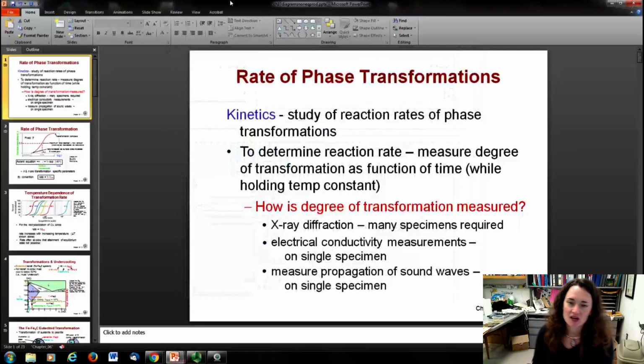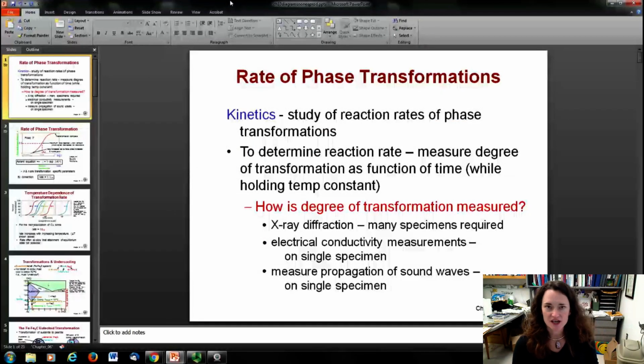Hey there. So to continue our study of phase transformations, I want to talk about kinetics, which is the study of the reaction rates of the phase transformation. So what they do, first of all, to determine those reaction rates is they measure the degree or fraction or percentage of transformation as a function of time while they hold the temperature constant.